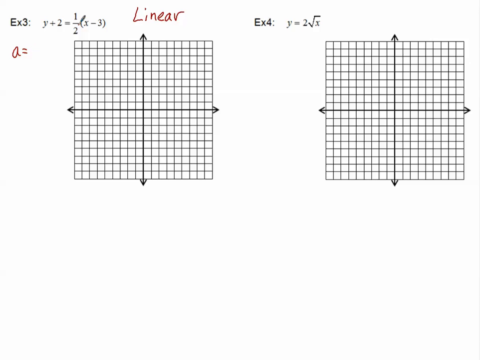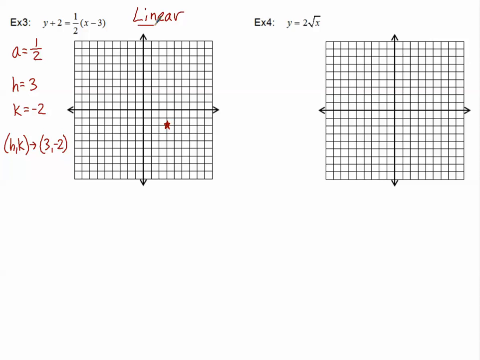A is equal to 1/2 in this case. H is equal to 3. And k is equal to negative 2. So our starting point, hk, is the ordered pair 3, negative 2. So that's where I'm going to start. I'm going to go 3 units to the right and 2 units down and put a little starting point.